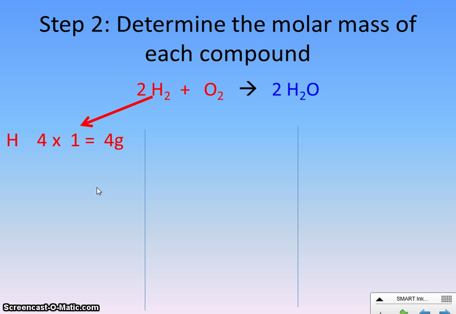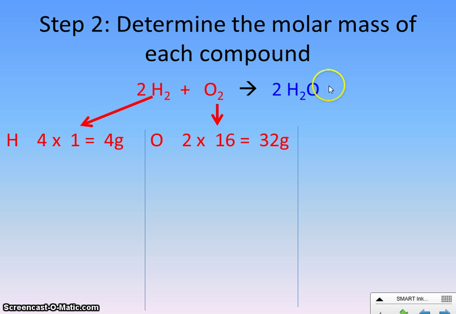Next, we can calculate the molar mass of O2. Here you have how many oxygens? 2 would be right. So 2 of them, each one weighing 16 grams per mole, means that this is going to have a mass of 32 grams.